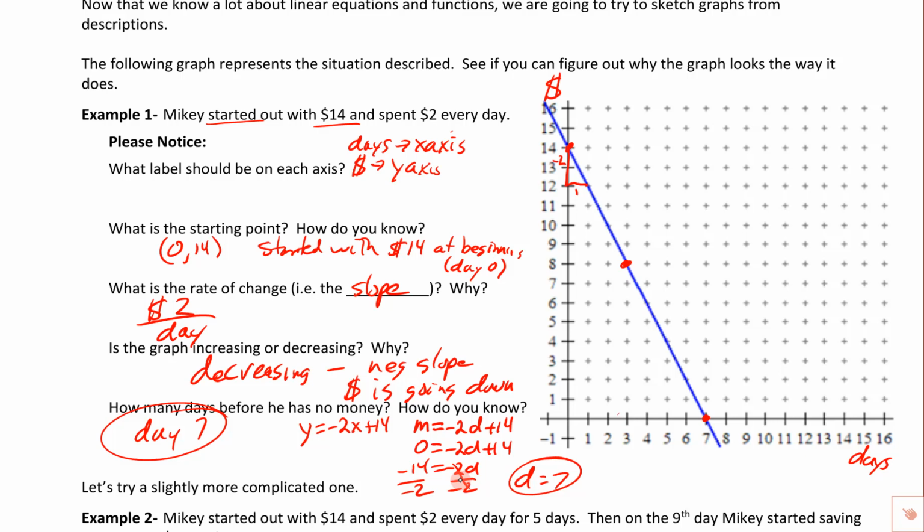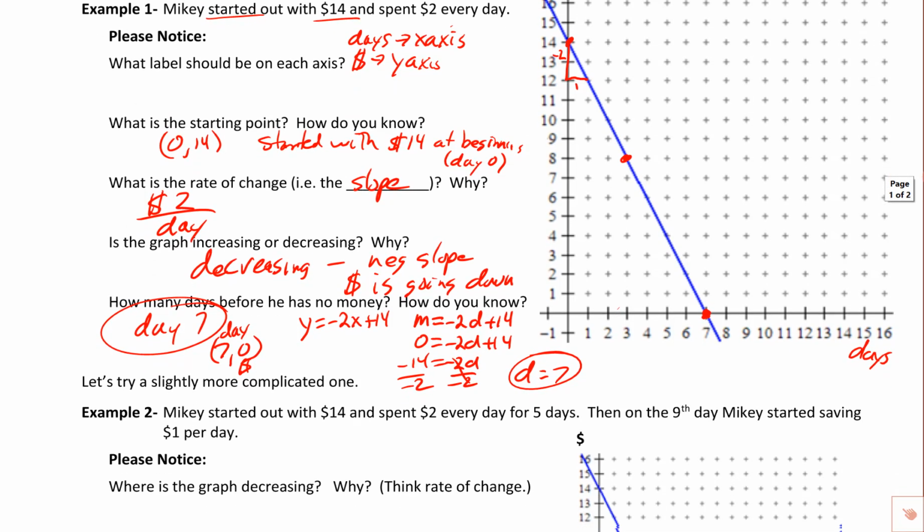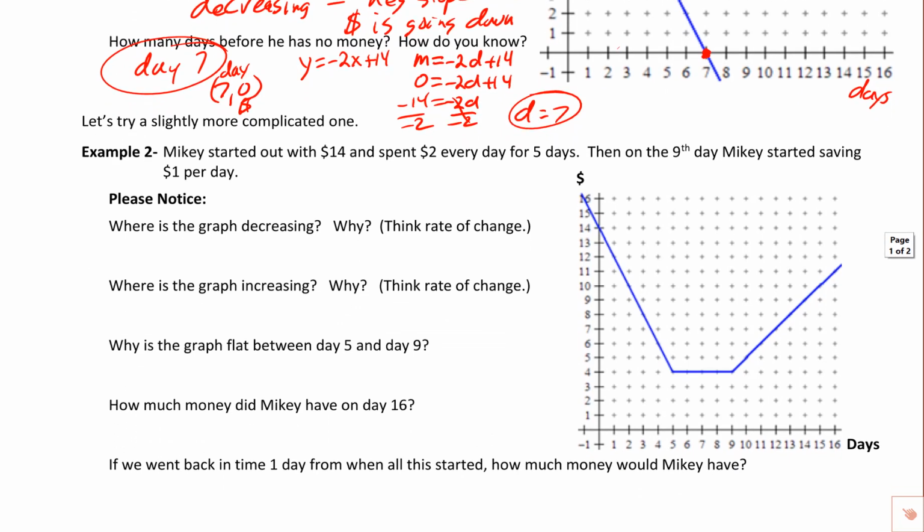So there are several different ways that we could establish that. The easiest one is to just look at this and say, well, that's when his money runs out. The point there is 7,0. This is the day, and this is the dollar amount right here. Okay. All right, let's try one that's just a little bit more complicated, a shape that we haven't seen before.